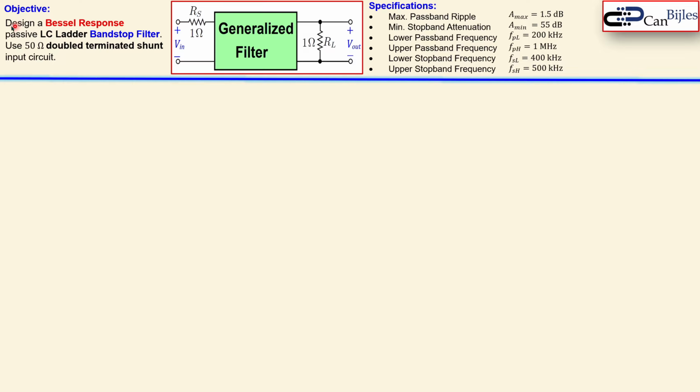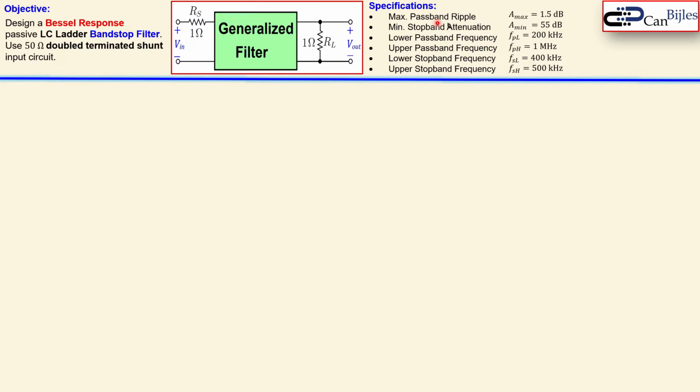We have the following objective. We'd like to design a Bessel response passive LC ladder band stop filter, and it must have a 50 ohm double terminated shunt input circuit. Again, in our generalized filter we have an R source and R load. They are normalized to 1 ohm, and there are specifications here also for our filter.